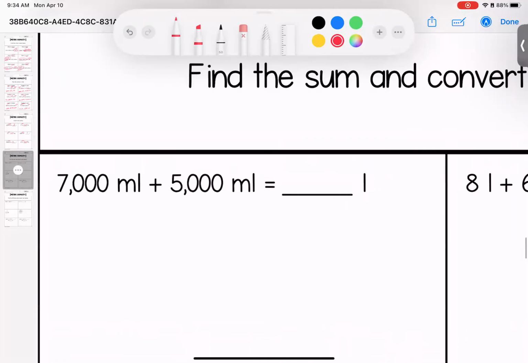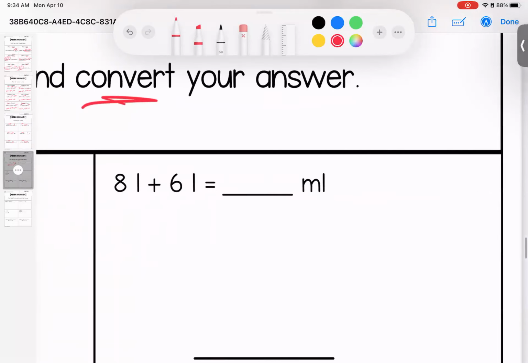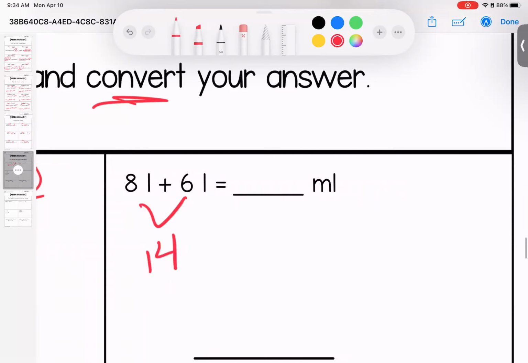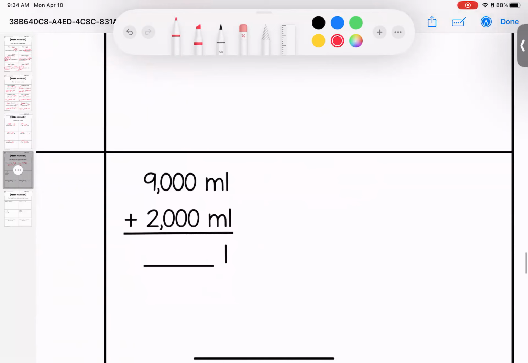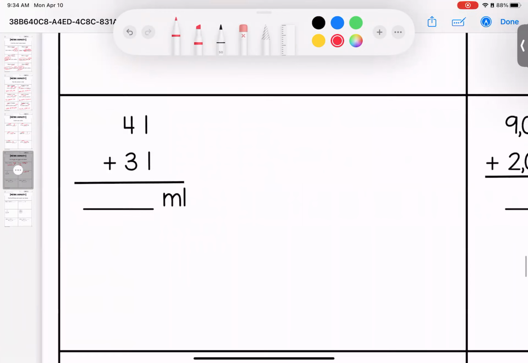So we kicked it up a notch. I wanted you to find the sum and then convert it. You'll notice we're adding milliliters, but I asked you for your answer in liters. So if we add 7,000 plus 5,000, we get 12,000 mLs. But I asked you for liters. Divide by 1,000, we get 12 liters. Over here, 8 plus 6 gives me 14 liters, but I asked for you in milliliters, 14,000. Down here, 9 plus 2 gives me 11,000 milliliters, or 11 liters. Again, just multiplying and dividing by 1,000 as needed.